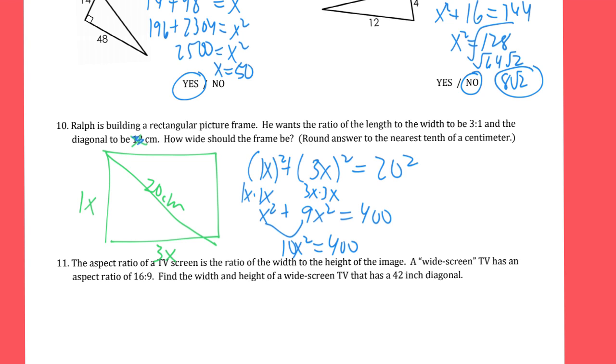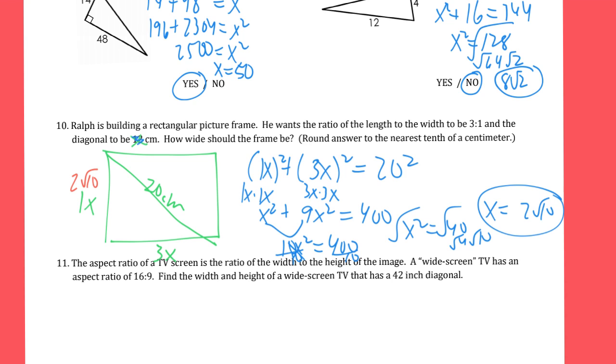Think about, how would you solve that? Well, divide both sides by 10 to get rid of the 10. You get x squared equals 40. And then to get plain old x, you square root both sides. So you get x is equal to the square root of 4 and the square root of 10, or 2 square root of 10. So that means that if you go back and fill it in for the sides, 1 times 2 square root of 10 is 2 square root of 10. And then 3 times 2 square root of 10, multiplying the numbers out front, you get 6 square root of 10. So those will be your two sides.